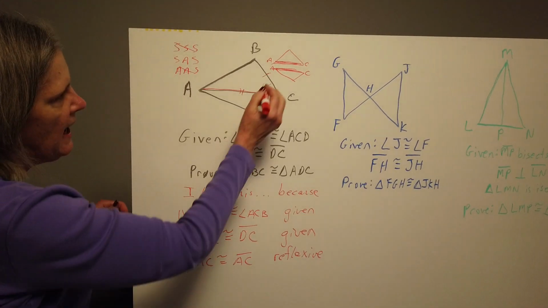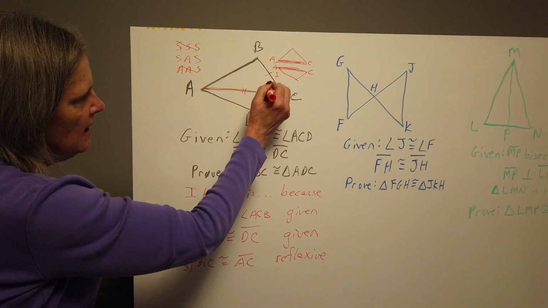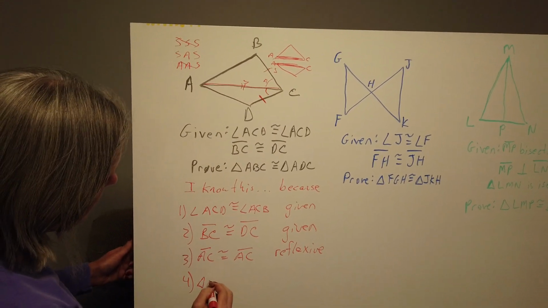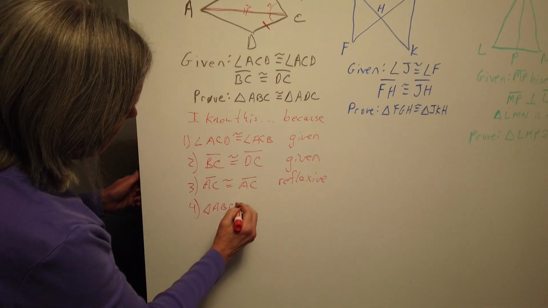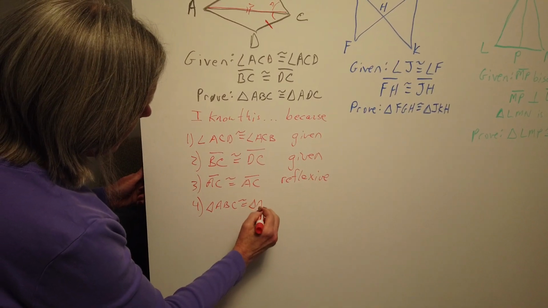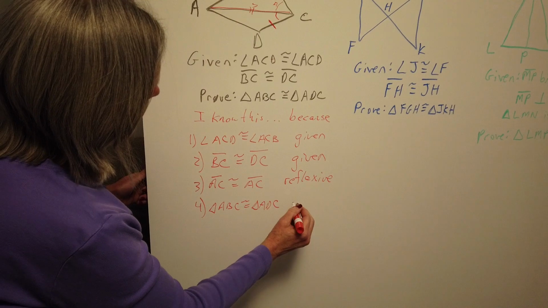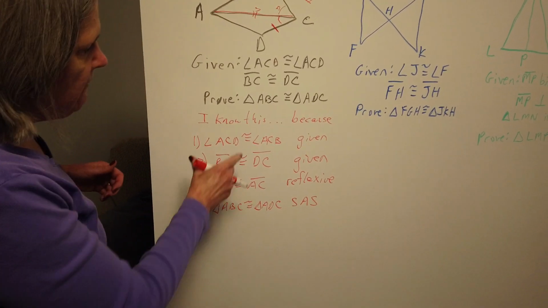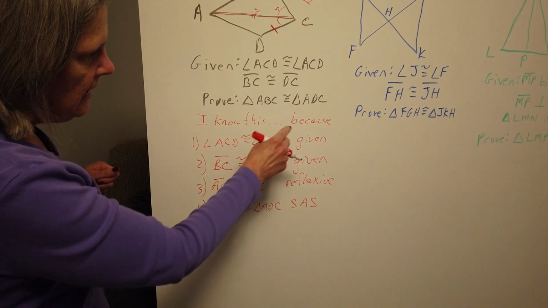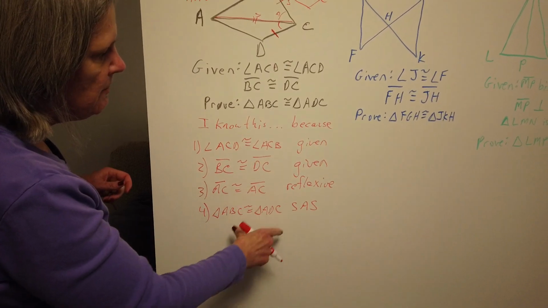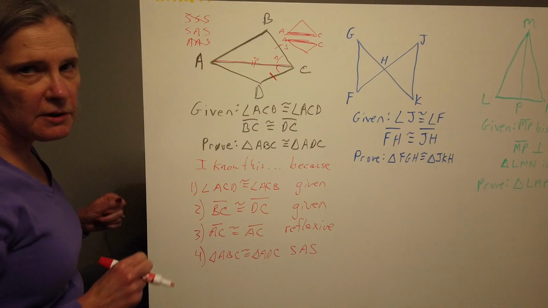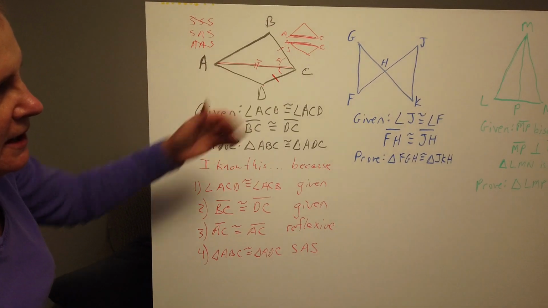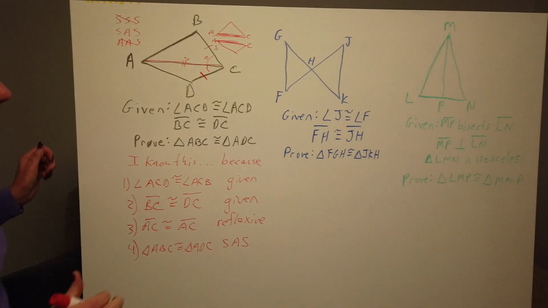Now I can see what I've got. I have a side, an angle, and a side. So I can finish this by saying that triangle ABC is congruent to triangle ADC because of side, angle, side. So I've given statements and reasons that prove that these two triangles are congruent. Now this one was kind of kite-shaped. The next one is shaped like a bow tie.